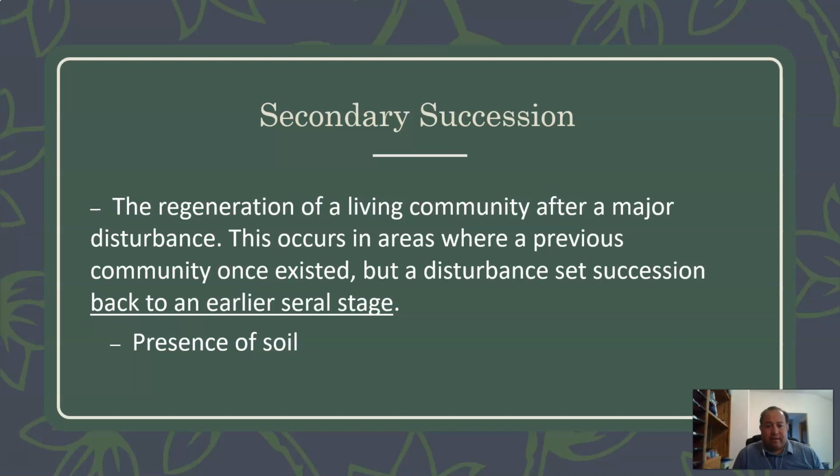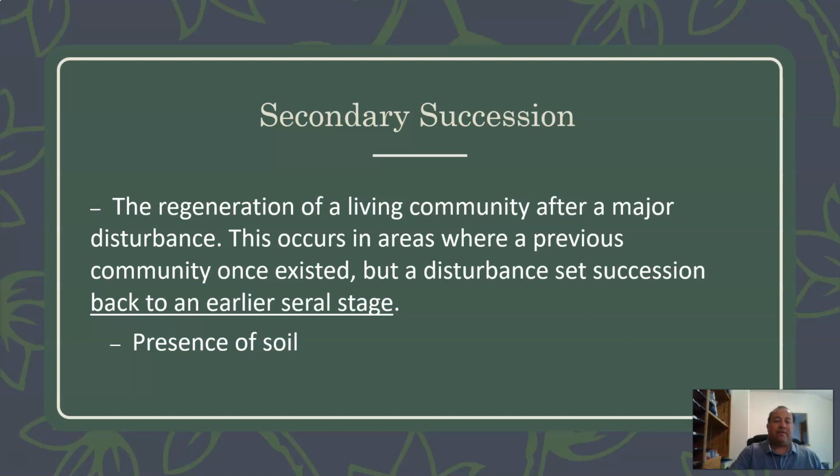So that takes us into our secondary succession. Secondary succession, talked about it slightly earlier, is the regeneration of a living community after a major disturbance. This occurs in areas where a previous community once existed, but a disturbance set succession back to an early serial stage. Secondary succession happens in areas that have soil already.